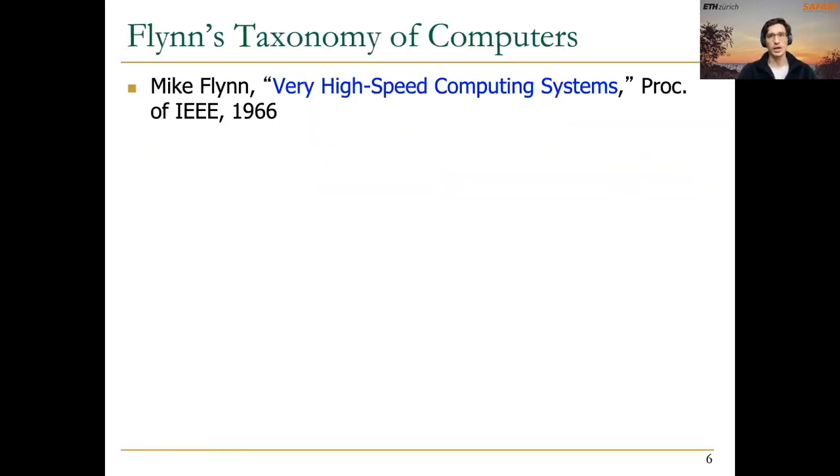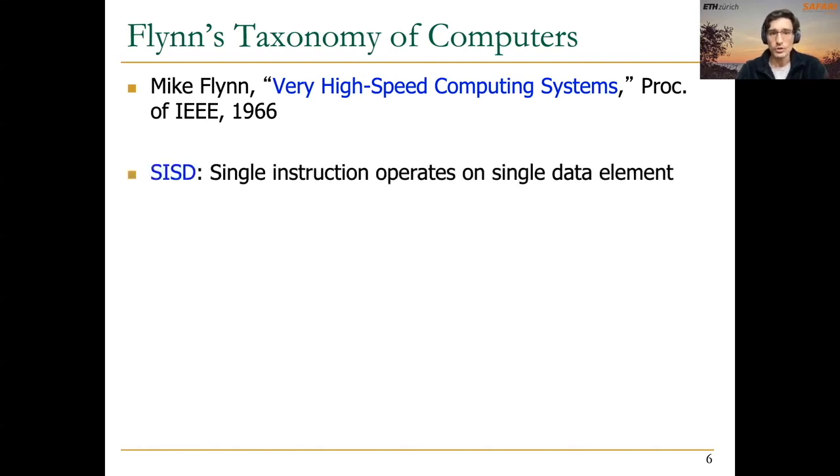SIMD is one of the classes of computers that we can find in the classic Flynn's taxonomy of computers that probably most of you, if not all, are familiar with. The first one in this taxonomy is SISD, single instruction, single data, where a single instruction operates on a single data element.